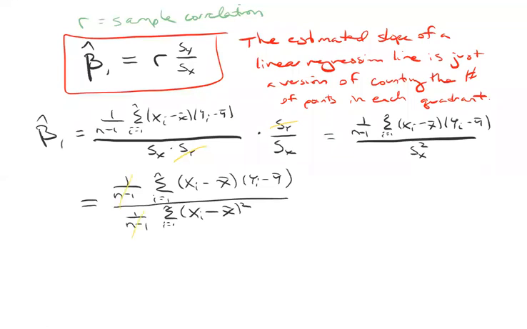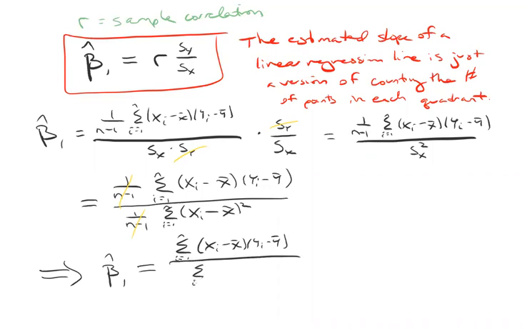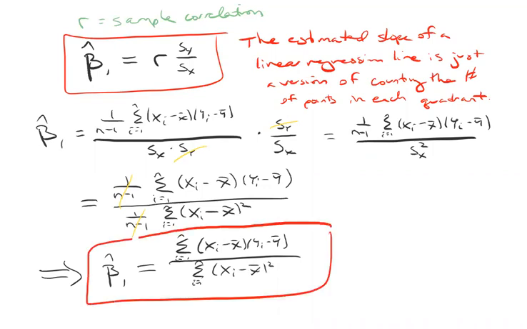But now what we've obtained is actually the most common way to estimate a linear regression line's slope. The sum of xi minus x bar times yi minus y bar divided by the sum over all the data points of xi minus x bar squared. We derived that from the simple idea of trying to distinguish between the 4 quadrants. That's where this numerator comes from.